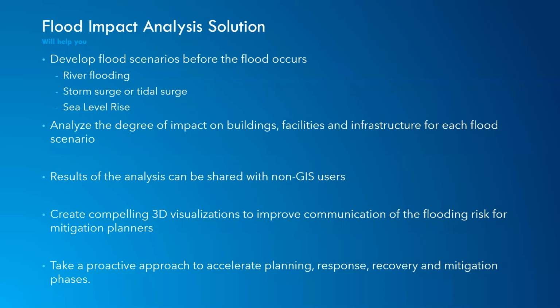So different types of flooding include river flooding that could be caused from a rain event, a severe rain event, or maybe from spring snowmelt, or from a dam burst or something else. Another type of flood event could be from a storm surge or tidal surge, such as a hurricane or whatever, and just sea level rise for those coastal communities.